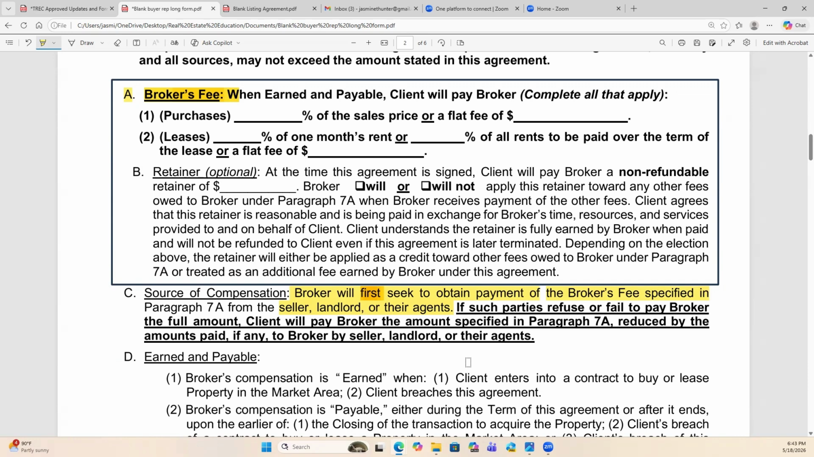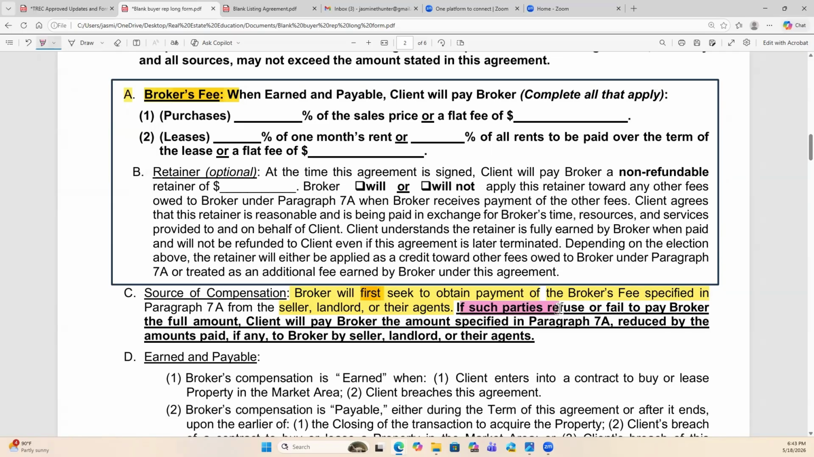What if somebody says no? If they say, no, I'm not paying you 4%. No, I'm not paying you half a first month's rent. I will pay you 2.5% of first month's rent. I will pay you 2.5% of the sales price. The contract states very clearly, I've highlighted it in pink, it's bolded and it's underlined.